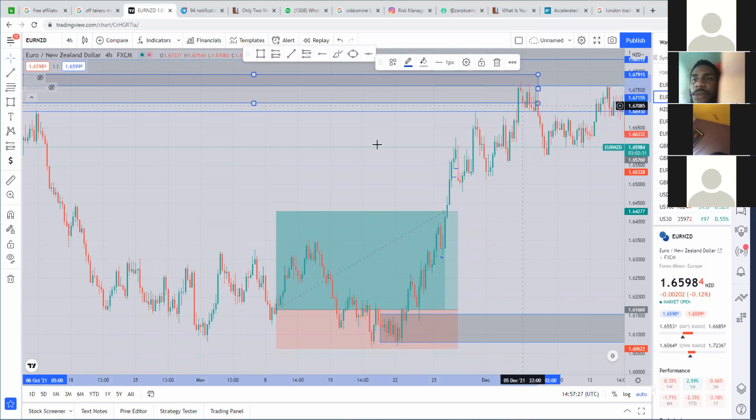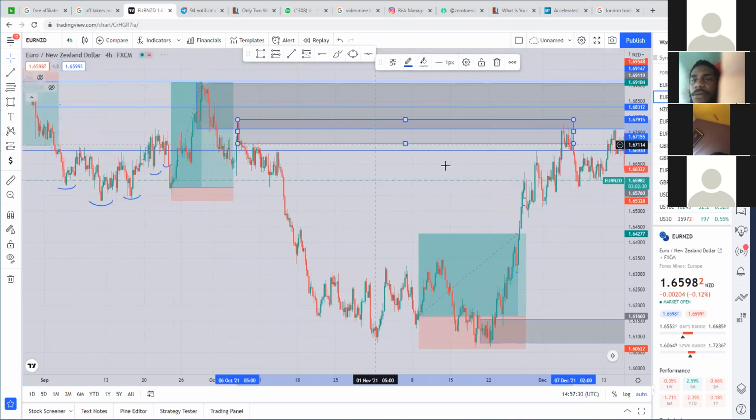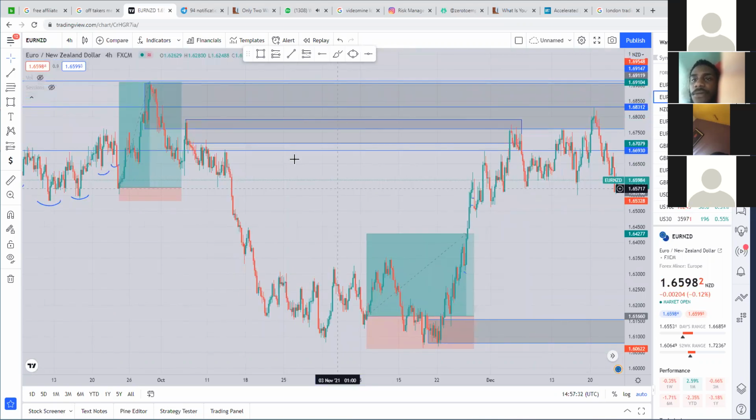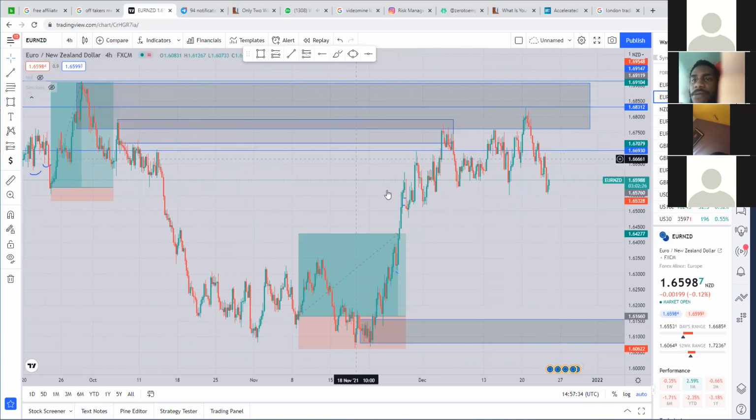Can you see? It came back in the future to test this minor zone first. Bam. So what you do is that because it's going back up, just target this minor zone first. See, it's going to hold. Even this minor zone. But you know, minor zones are low probability trades.